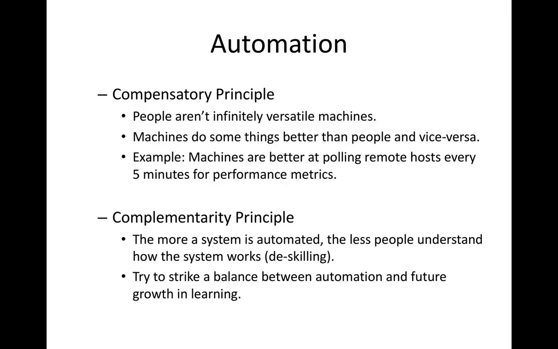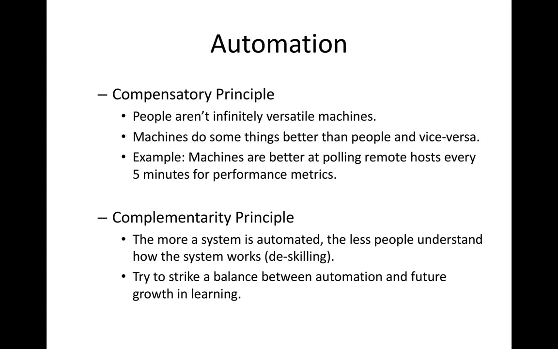The second approach to automation is what we call the compensatory principle. And the compensatory principle basically says that, you know what, people aren't these infinitely versatile machines. People are human beings, and there are certain things that machines do better than people, and vice versa. For example, a machine is better at polling a remote server to get its status and statistics every 5 minutes in order to generate some sort of performance metrics.